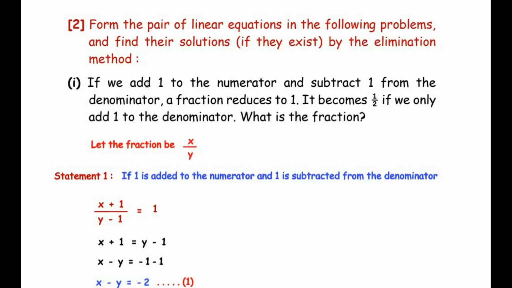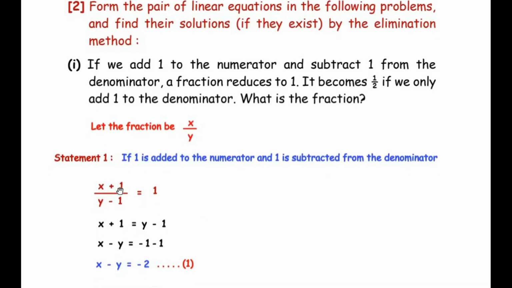And in this question we have been given two statements that will lead us to two linear equations. So the first statement given is, if we add 1 to the numerator and subtract 1 from the denominator. Now in this fraction, x is the numerator and y is the denominator. So here we are going to add 1 to the numerator, so we have written x plus 1, and we are going to subtract 1 from the denominator, so we have written here y minus 1. When we do this, the fraction reduces to 1, which means this fraction now becomes equal to 1.